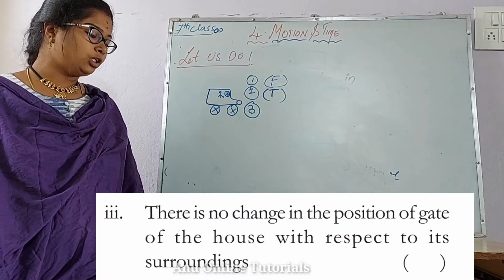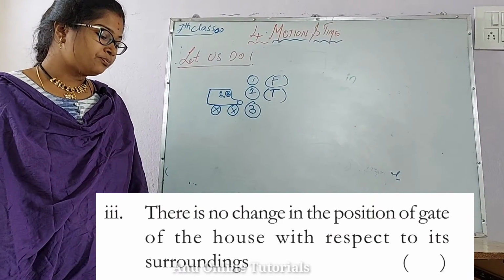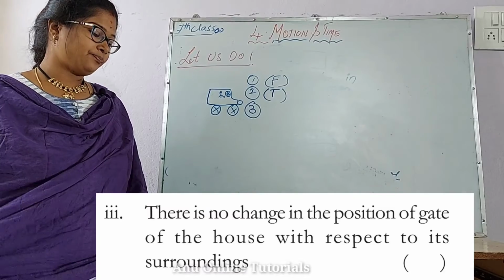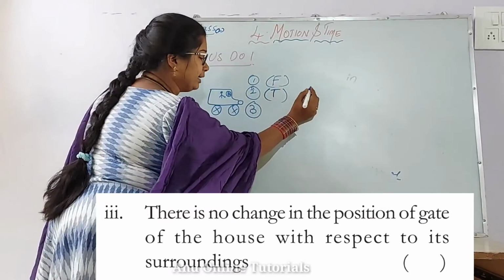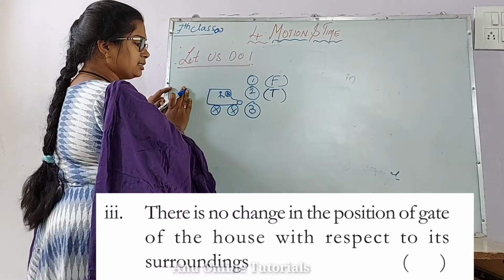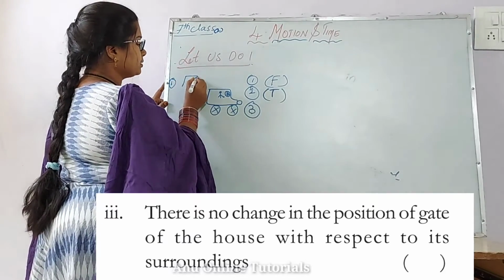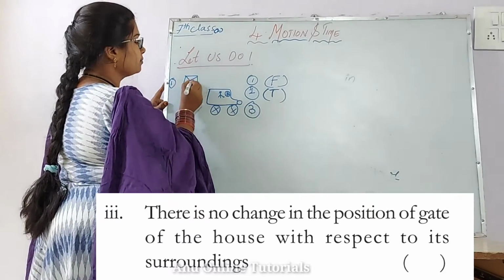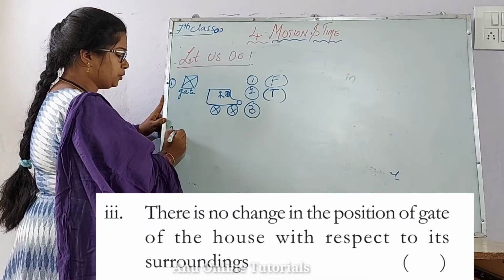There is no change in the position of the gate of the house with respect to its surroundings. The same gate is the same. Suppose here this is position 1, the gate is here, and this is position 2.